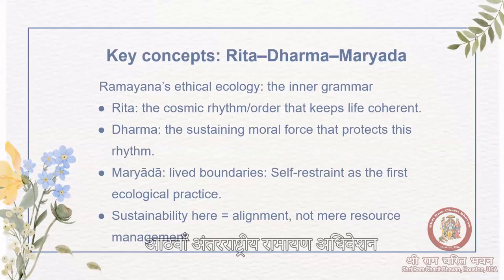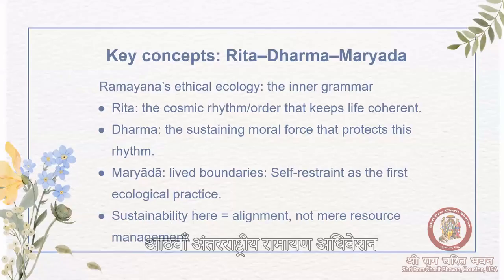Then I move to the key concepts that are discussed time and time again within the story of Ramayana. The first is Rhythm, the cosmic order that keeps life coherent. The second is Dharma, the sustaining moral force that protects this rhythm. Third is Maryada, the lived boundaries, self-restraint as the first ecological practice. Sustainability here means alignment, not mere resource management.